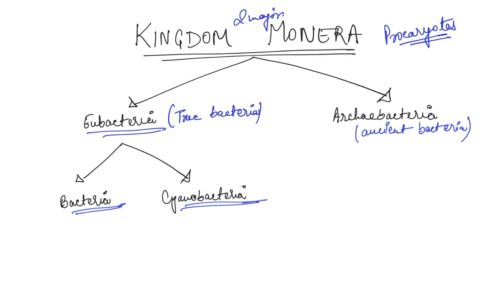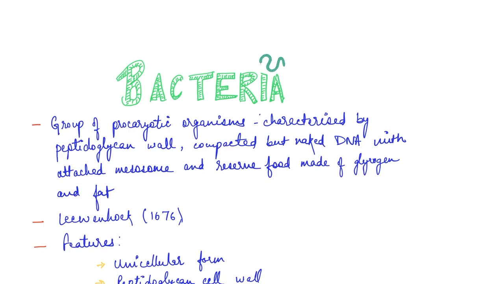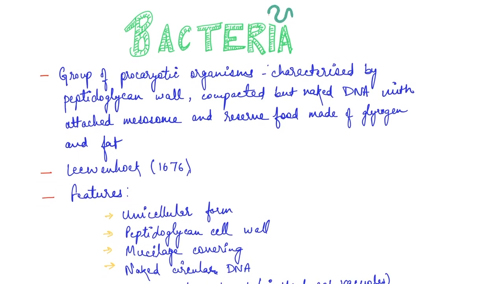Now what are bacteria? Okay, so bacteria basically are a group of prokaryotic organisms. So you'll have to remember certain terms like it is a group of prokaryotic organisms. Now they are characterized by peptidoglycan wall. They have naked DNA and reserve food made of glycogen and fat. So there are three important parts of this definition. Basically, what are bacteria? They are prokaryotic organisms and they are characterized by peptidoglycan wall, naked DNA, and reserve food made of glycogen and fat.